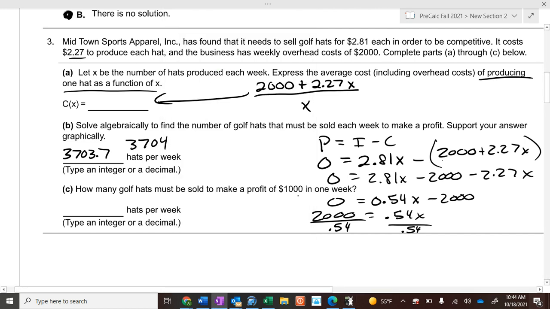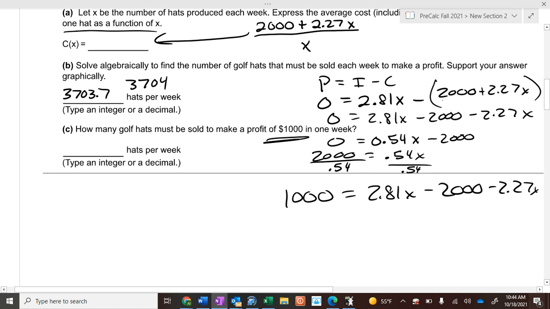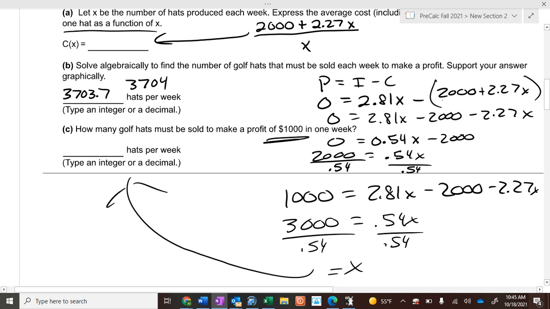Okay. Now we want to profit $1,000. Well, you just take the same thing, put $1,000 on this side. 2.81x minus 2,000 minus 2.27x. Okay, if we move the 2,000 over, 3,000 is equal to 0.54x and divide by 0.54. And then you just stick the answer there.